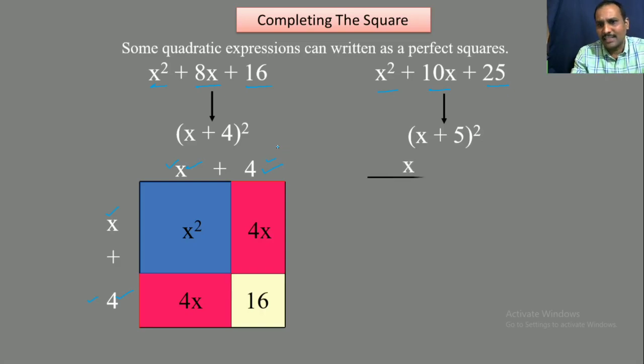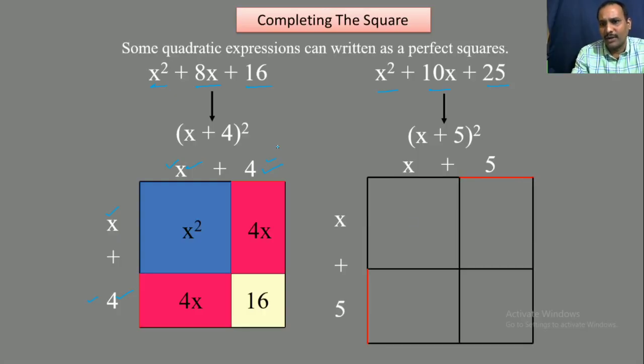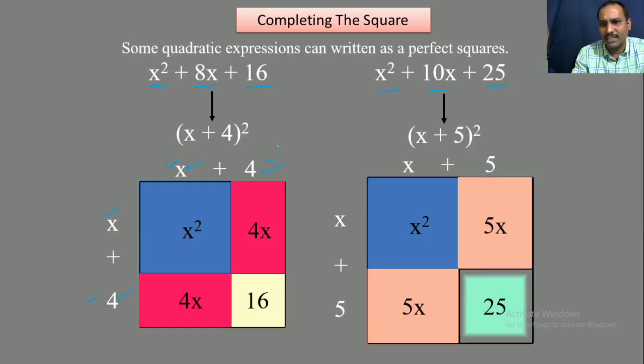You take the next example, (x plus 5) whole square. So this will be the area of a square whose side is x plus 5 units. Again it can be divided into 4 parts: x square, 5x, plus 5x, plus 25. And if you add them, x square plus 5x plus 5x, 10x, plus 25. So this is a complete square. Now, if any one of these 4 parts is missing, then we say that this is not a complete square.